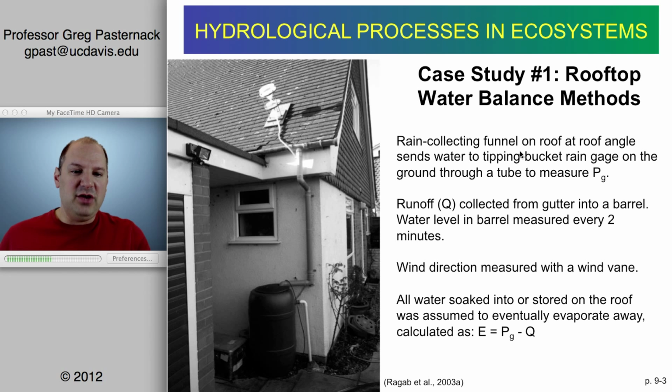So they use a tipping bucket rain gauge to measure that gross precipitation on the roof. And then you have runoff that's coming into the gutter. That gutter goes into a barrel, and then they have a water level sensor that's measuring the water levels from which you can get the volume of runoff. Wind direction was measured with a wind vane. And then it's assumed that all of the water that is actually stored in the roof itself, whether it's in shingles or in pockets, porous spaces, is assumed to evaporate away. So evaporation equals gross precipitation minus runoff.